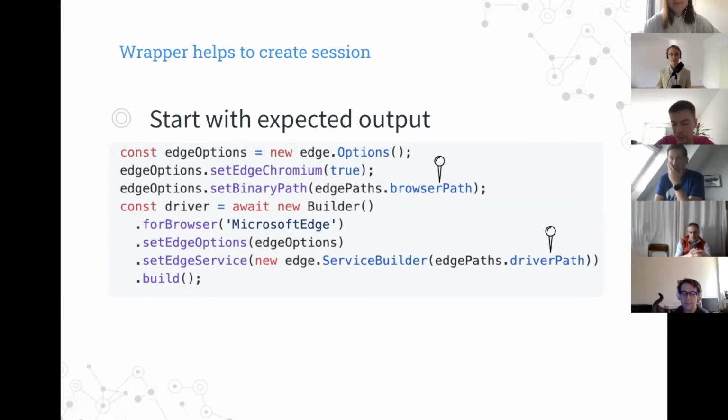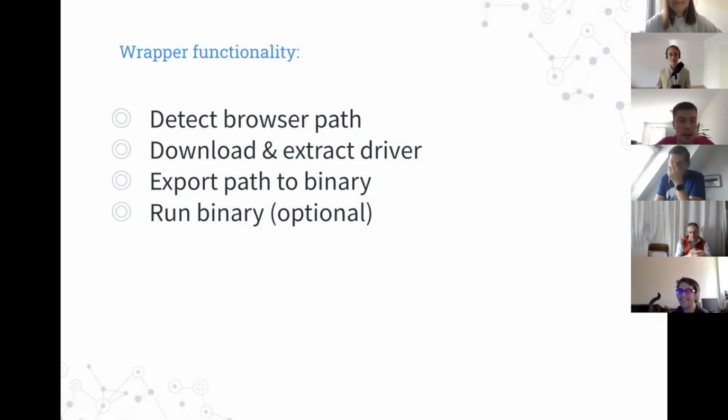Cool, so we know the requirements. And about the wrapper functionality, it depends on the language bindings, but usually they just provide the same functionality. They may detect the browser path. It's optional, but for Edge, I think it makes sense. They're supposed to download and extract the driver, and they're supposed to export the path to the binary. So you can just use the path to create a new WebDriver session. And most of the wrappers usually allow you to start the binary as a process with a specific port that you can later listen to.